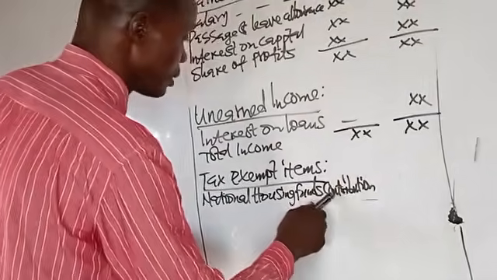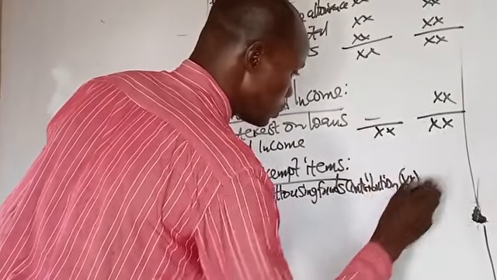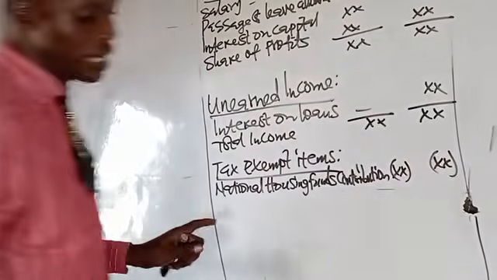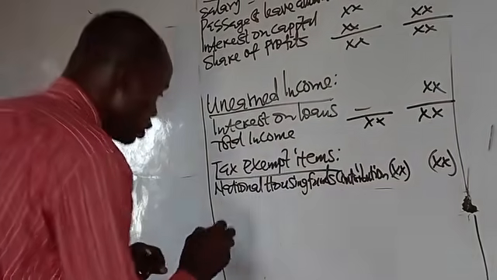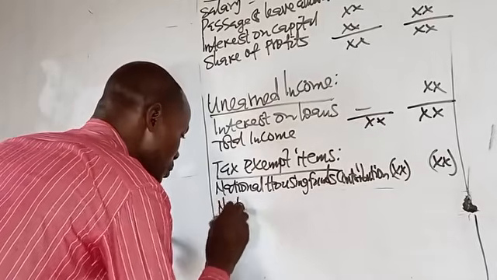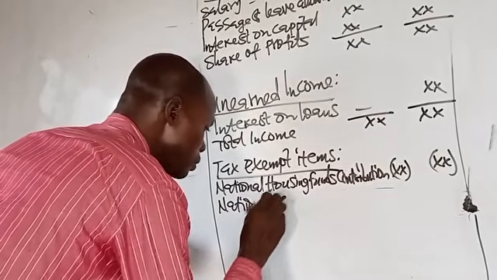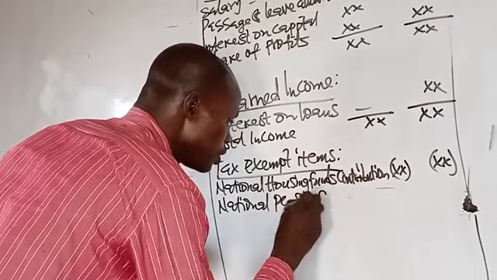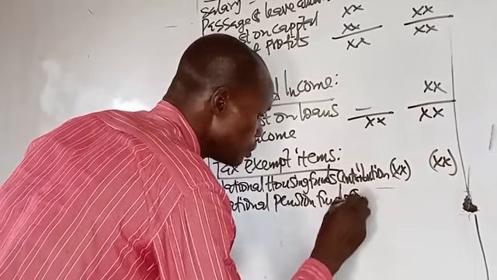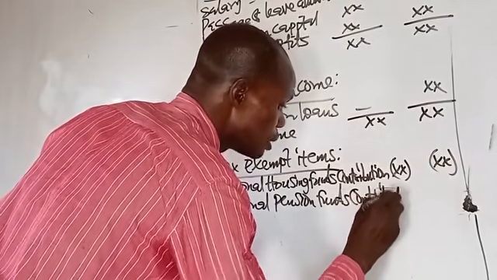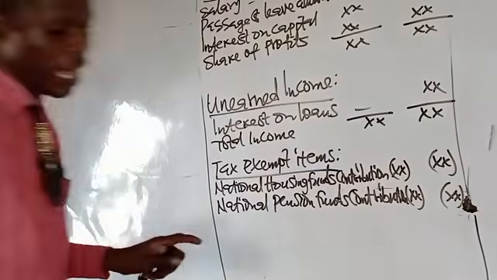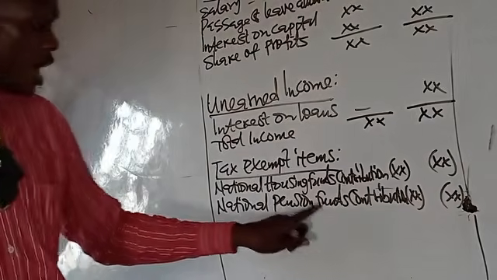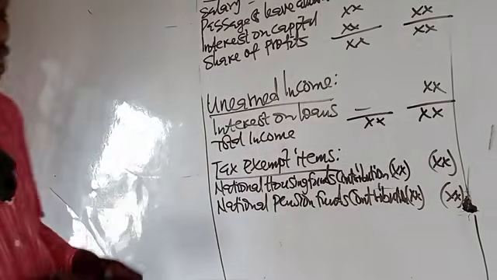NHFC. So, you deduct that. National Housing Funds contribution. National Pension Funds contribution. You deduct that, if any. NPFC, National Pension Funds contribution.